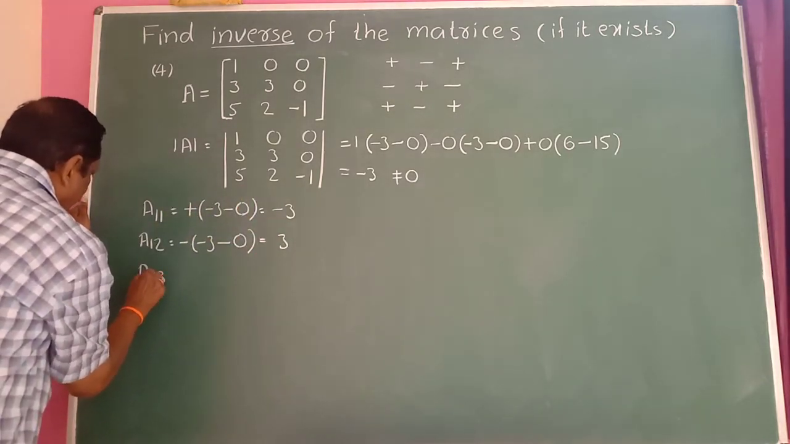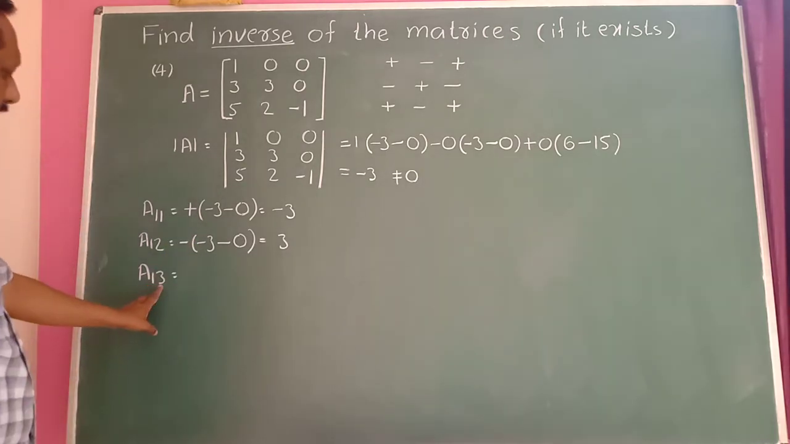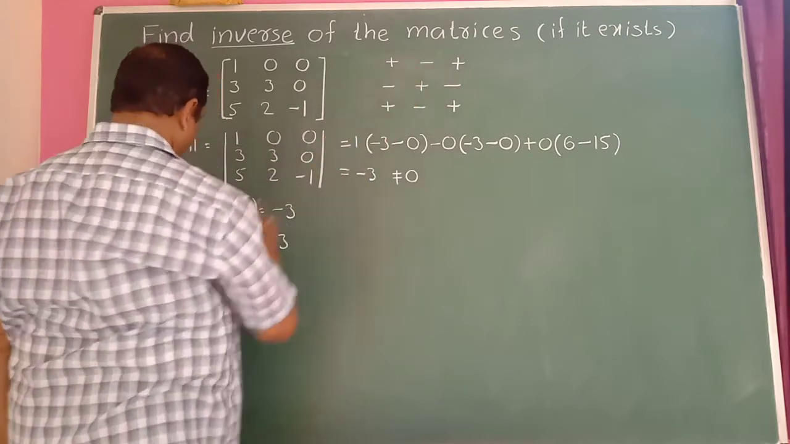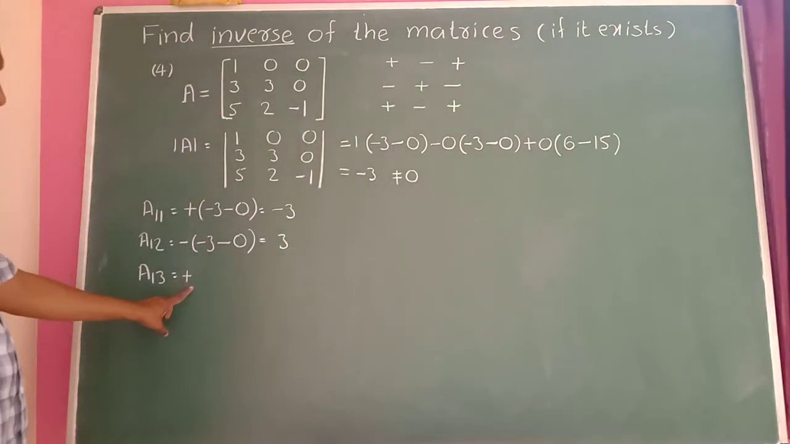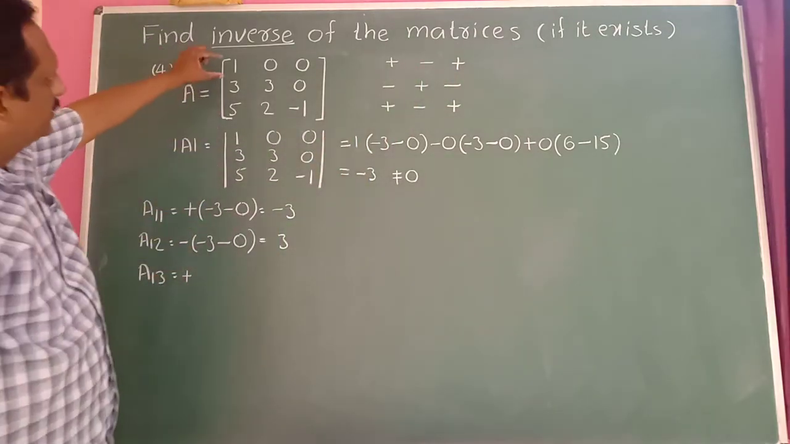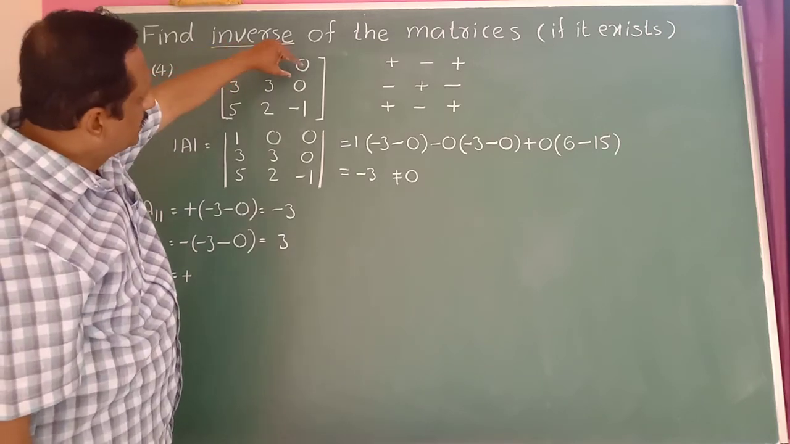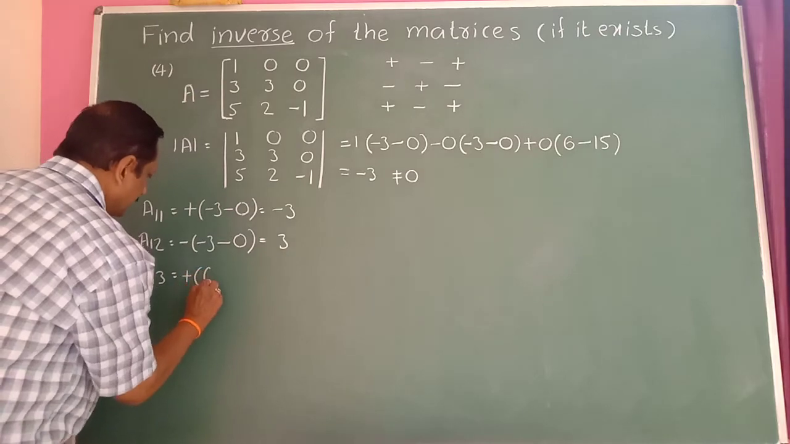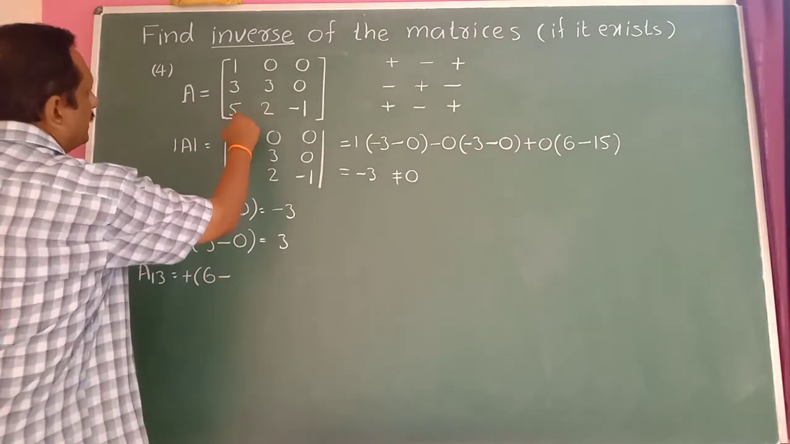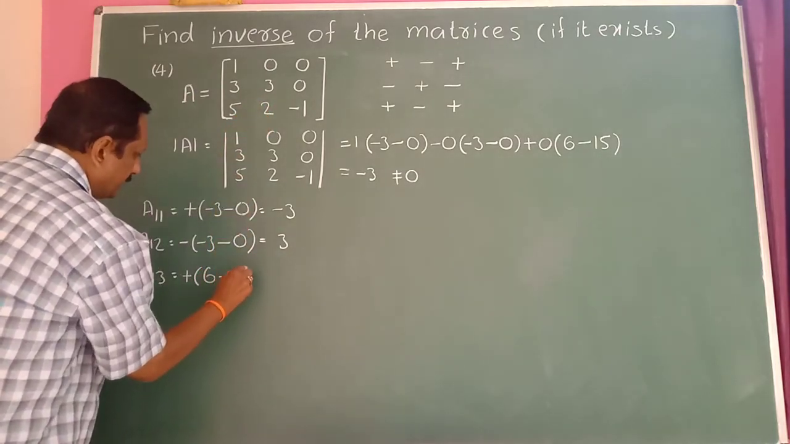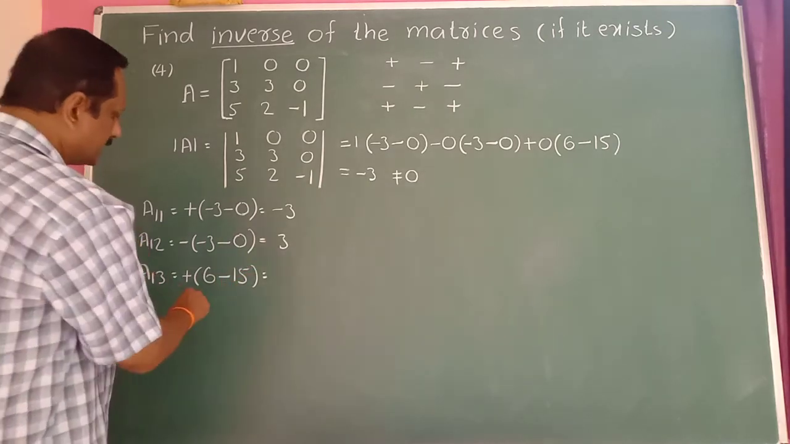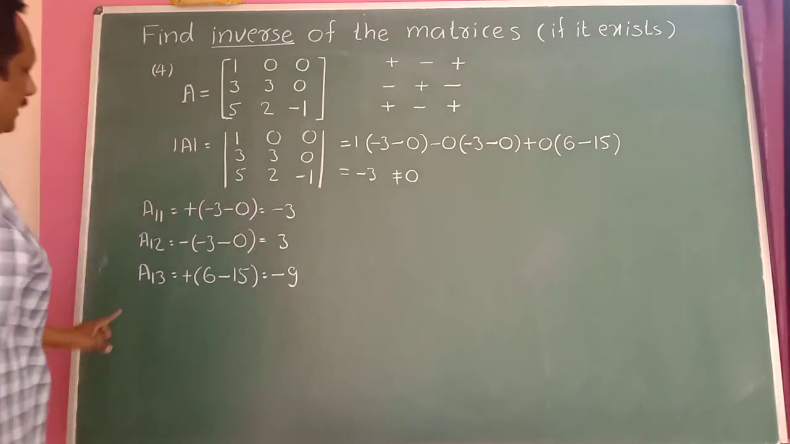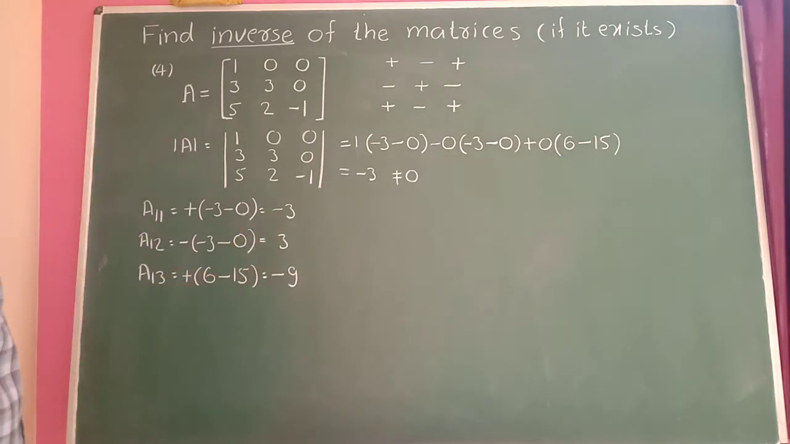Then A13. A13 here, 1 plus 3, for an even number, take a plus sign. Yes, this is a plus sign here. Then deleting the first row and the third column. 3 2s are 6. So right here 6 minus 5 3s are 15. So it is 15 here. Then 6 minus 15 is minus 9. Okay, A13 is minus 9.